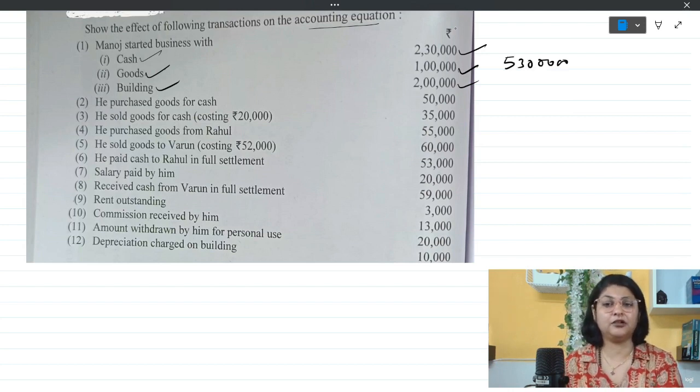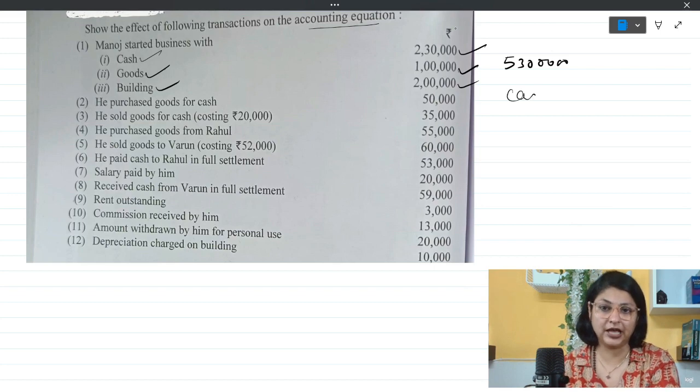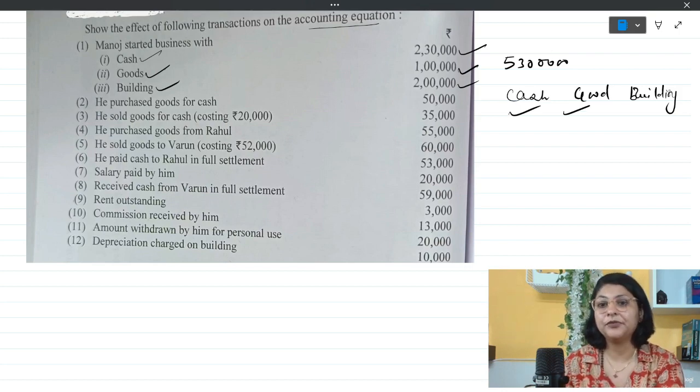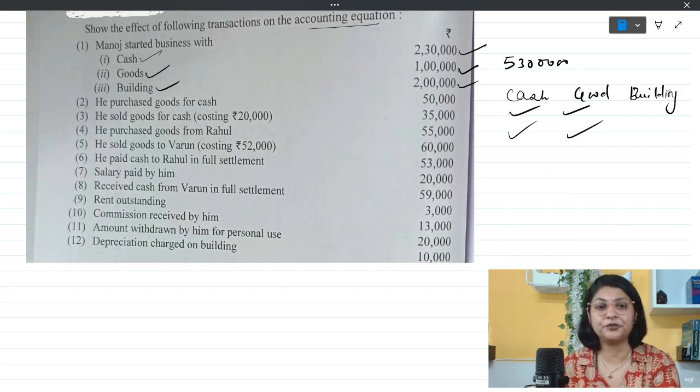So when we make the accounting equation, we will have one column of cash, one column of goods and one column of building. These three columns we will have on the asset side. He purchased goods for cash, so the cash and goods columns already exist. He sold goods for cash, again the cash and goods columns exist. He purchased goods from Rahul. Now one more thing is added, Rahul. Rahul is one of our creditors. He sold goods to Varun. Varun is also coming in as an addition. So this is our debtor. He paid Rahul in full settlement.